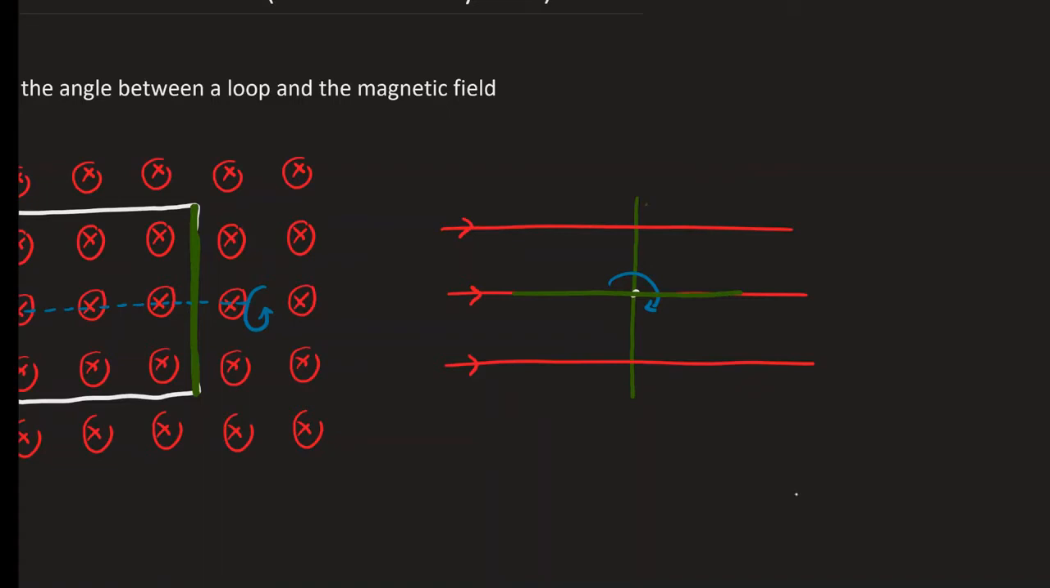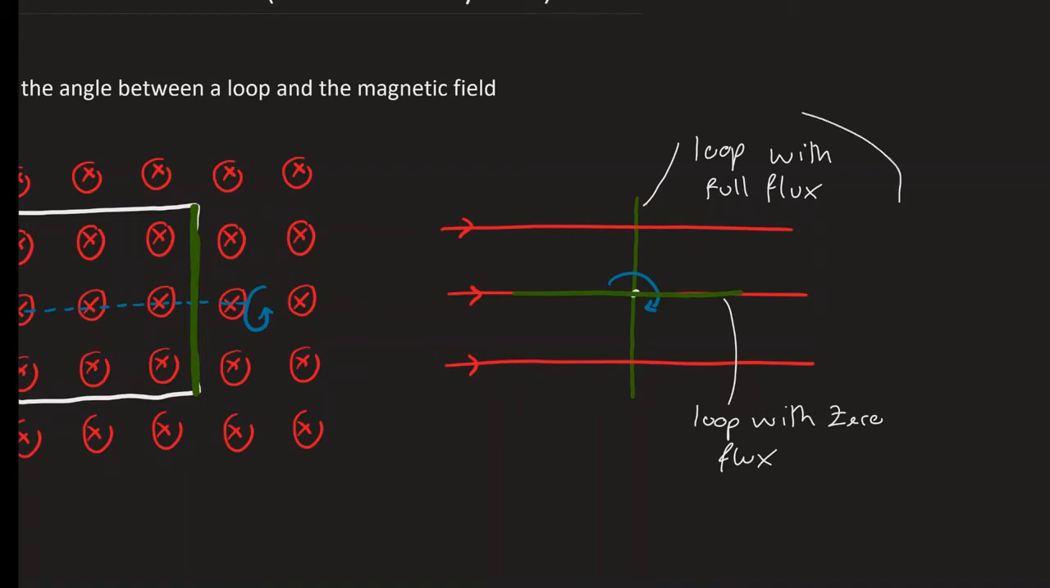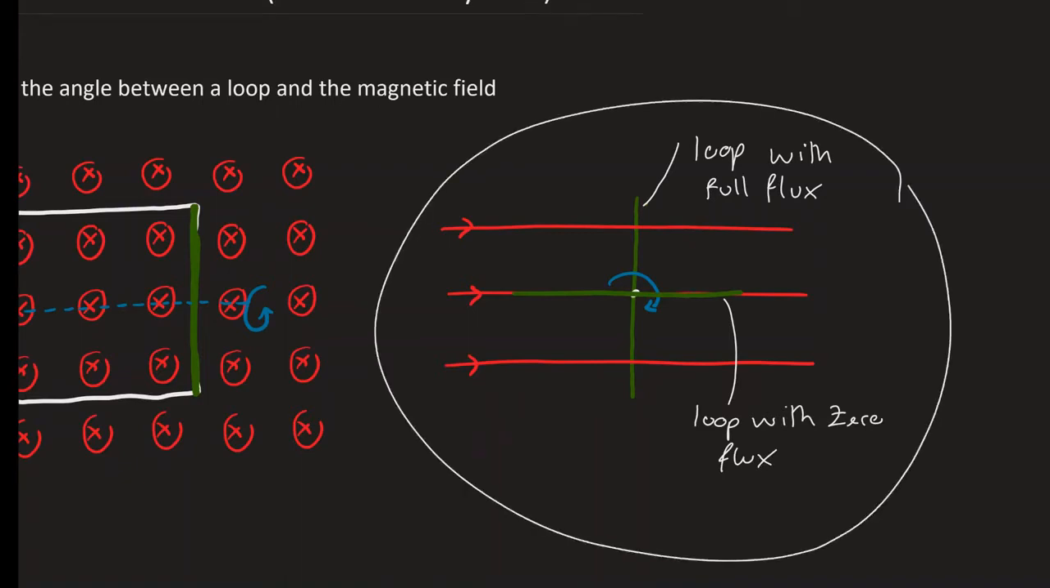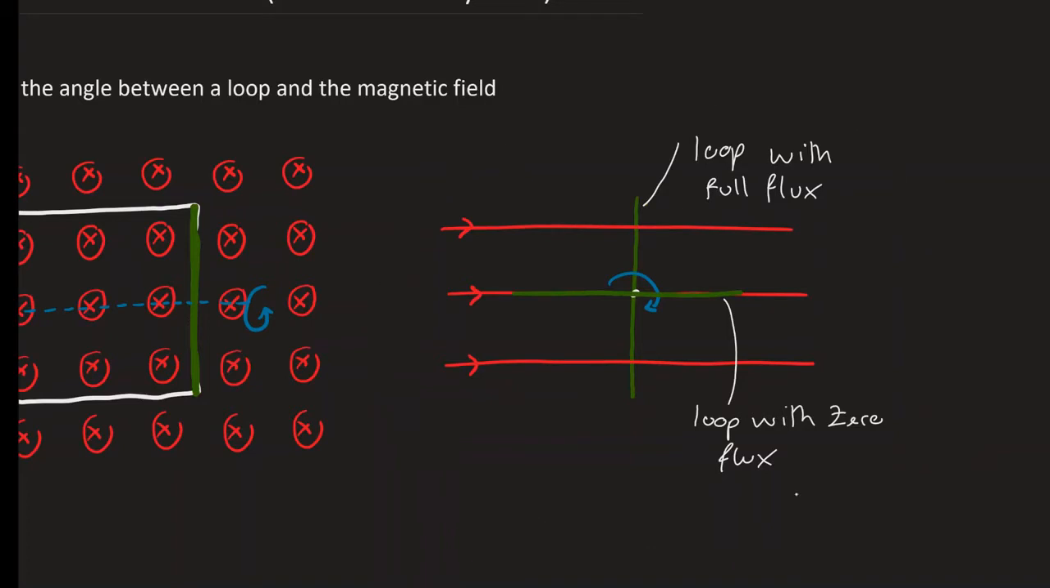We've got two cases here: loop with full flux, and the second case when the loop's been turned through 90 degrees, loop with zero flux. This picture here on the right doesn't make it as easy to see as possible. We can draw a better diagram and get a closer look at this.